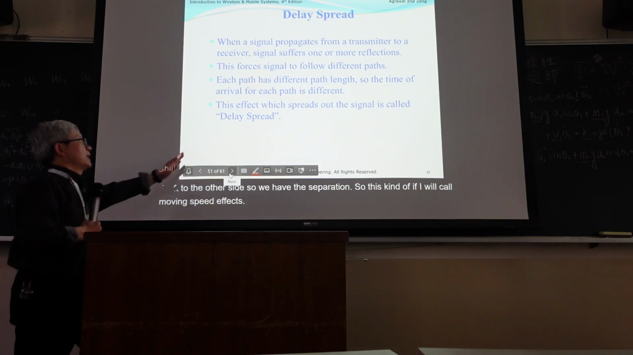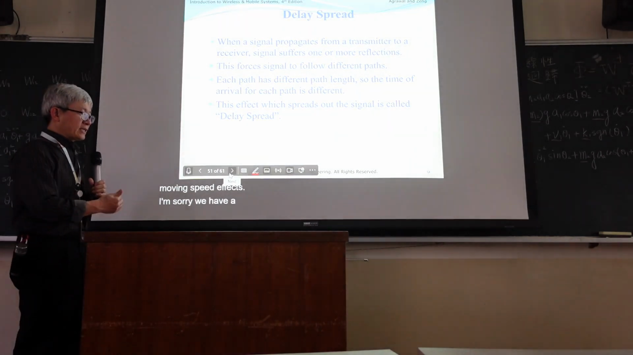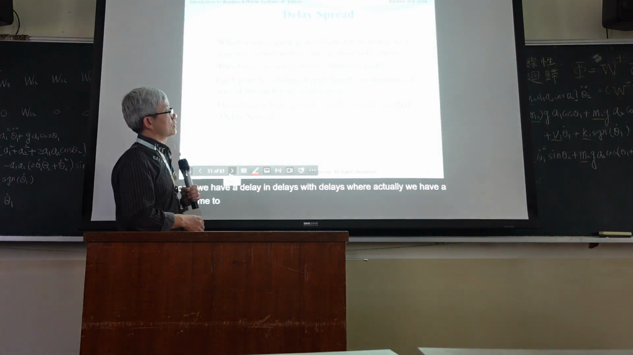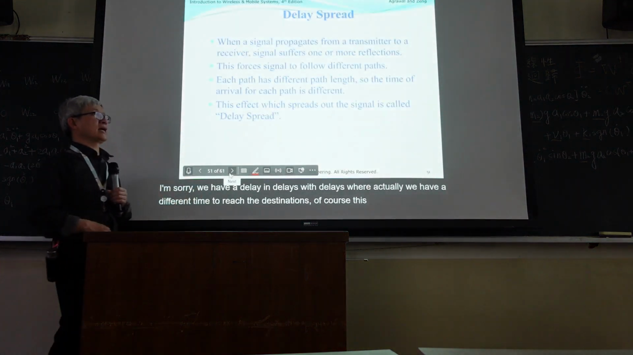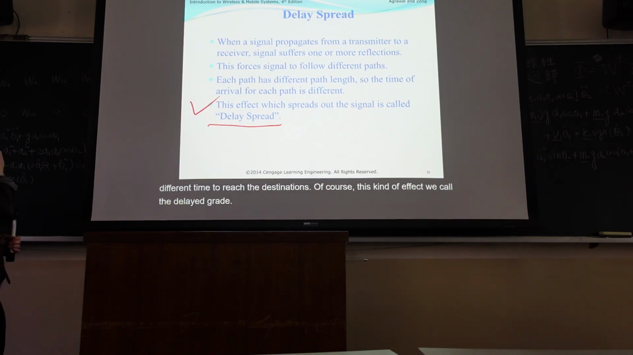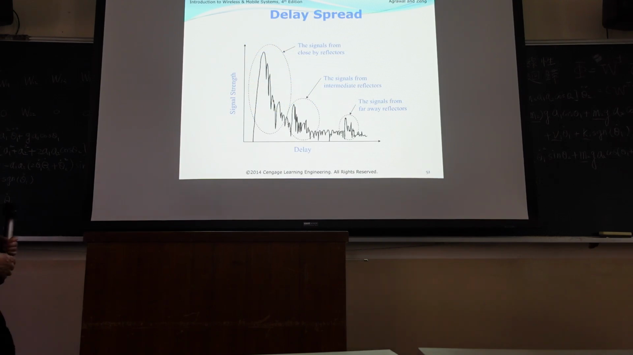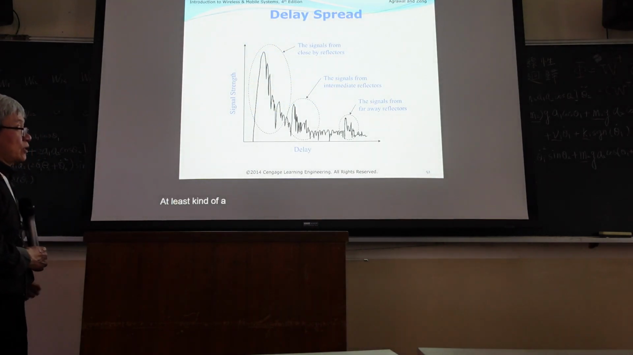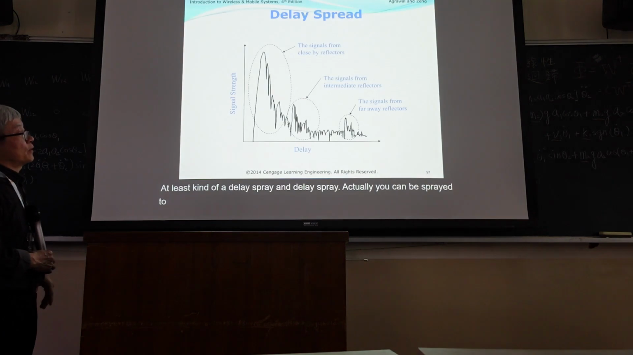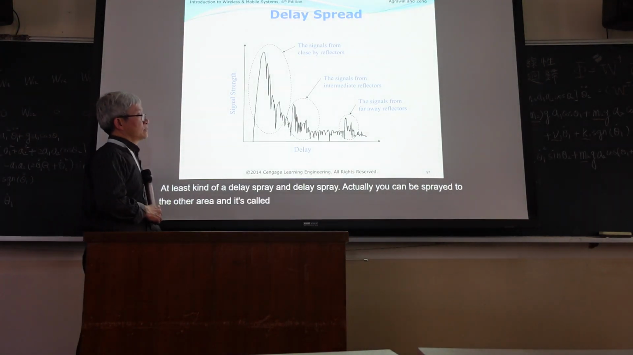And previously we had the delay spread. Delay spread actually means we have different times to reach the destination. Of course, this kind of effect we call the delay spread. And delay spread actually can be spread to the other area, and this is called the frequency of delay spread.